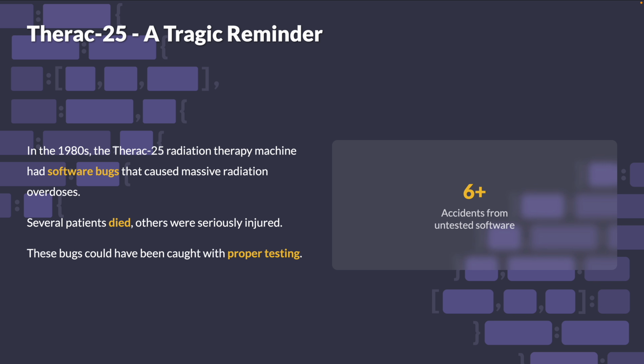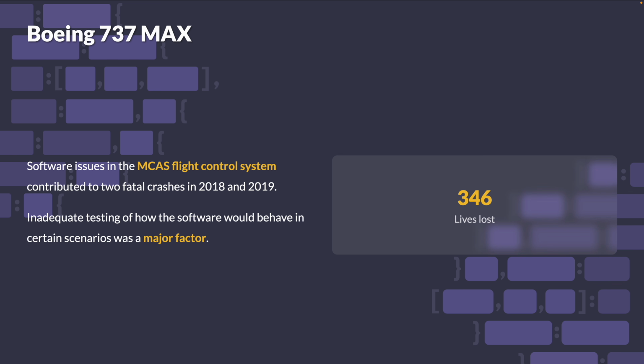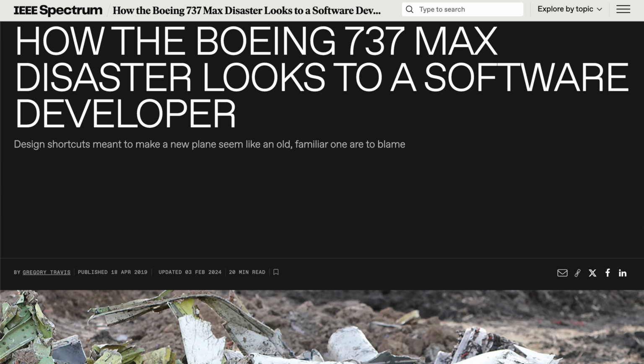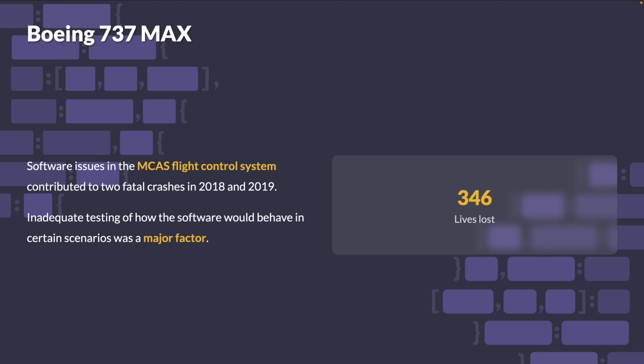An even more serious example is the Therac 25. It's a radiation therapy machine from the 1980s. Software bugs in the system caused it to deliver massive radiation overdoses to patients. Several people died and others were seriously injured. These bugs could have been caught with proper testing. Then we have the Boeing 737 MAX. Software issues in the Boeing 737 MAX's flight control system contributed to 2 fatal crashes. Inadequate testing of how the software would behave in certain scenarios was a major factor.